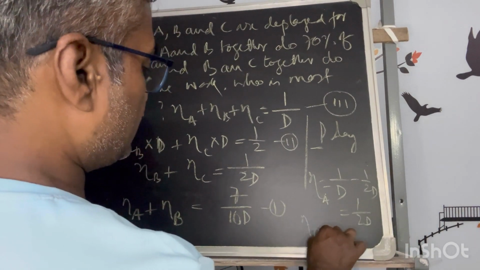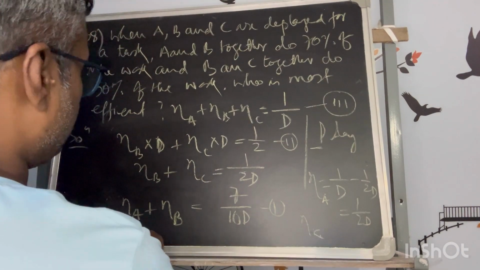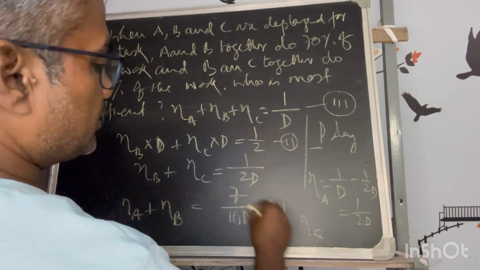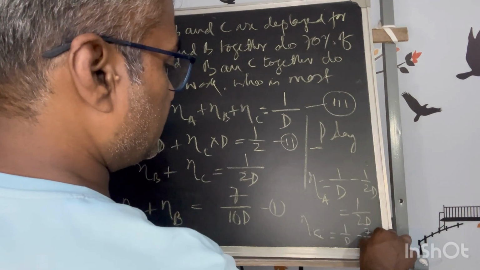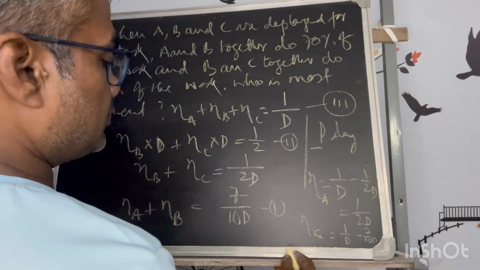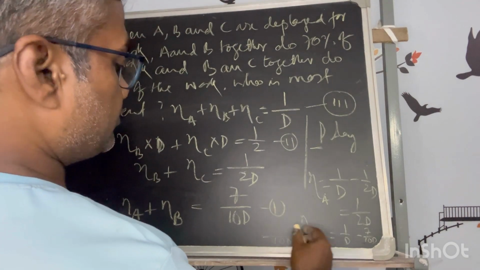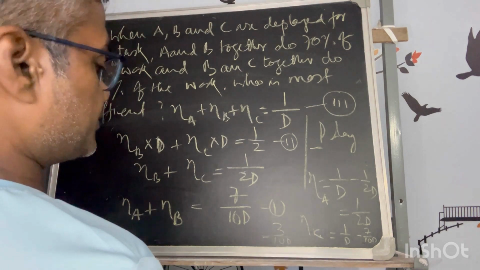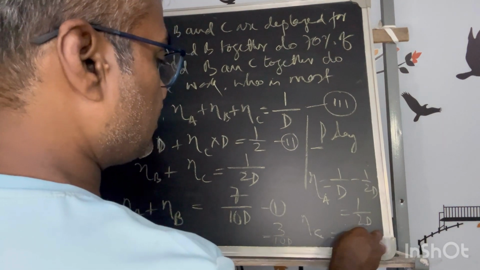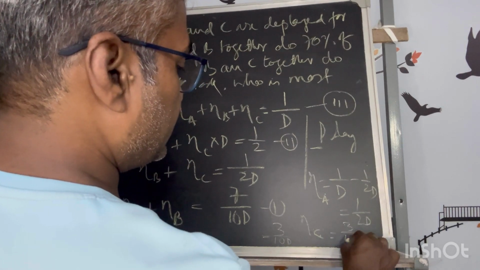Efficiency of B, how will I calculate? C I calculate. A and B, from there if I deduct, C is equal to 1 by D minus 7 by 10D. So that is equal to how much? 10D, and this is equal to 10 minus 7, that is 3. This is the efficiency of C. So you can write here efficiency of A is 1 by 2D, efficiency of C is 3 by 10D.